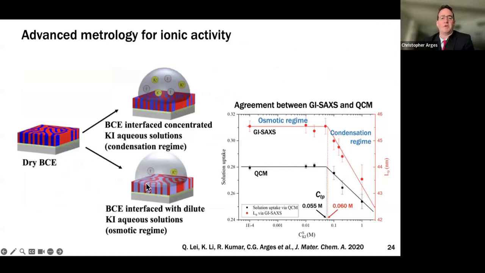So this is sort of this idea: dilute, swelling; non-dilute, dehydration.